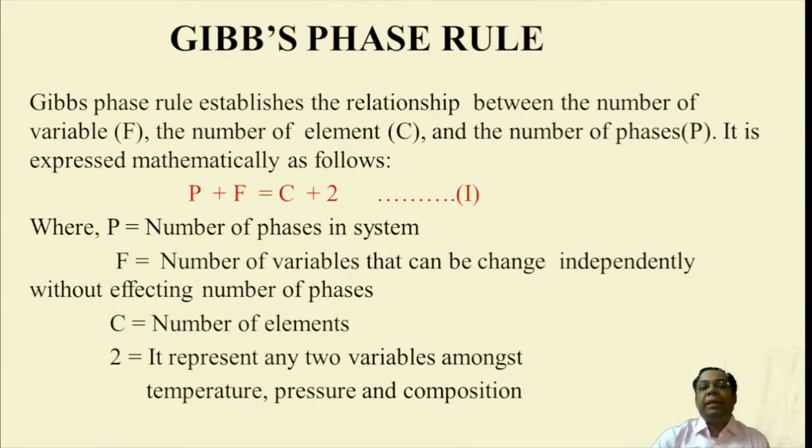So obviously the next thing that comes to our mind is the Gibbs phase rule. On the screen you can see the phase rule formula, that is P plus F equals C plus 2, where P is the number of phases. F is the number of variables that can be changed independently without affecting the number of phases. C is the number of components, and 2 represents any two variables amongst temperature, pressure and composition.